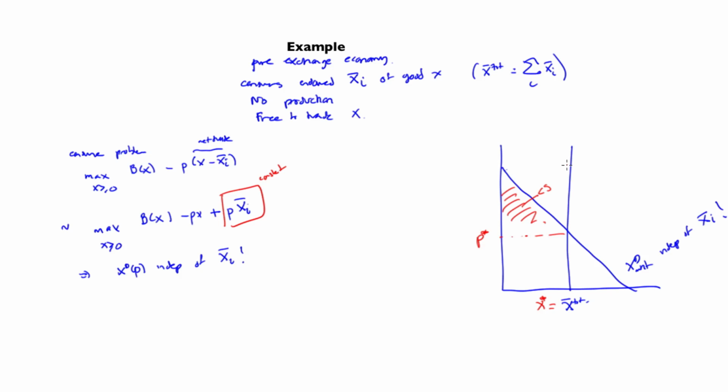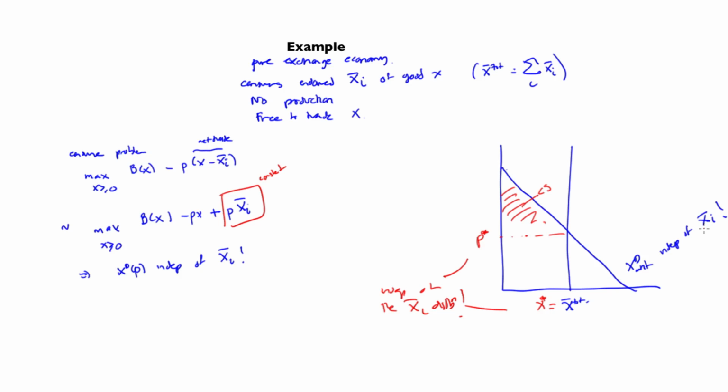Now, the key thing that we have learned is that the equilibrium is independent of the distribution. It depends on the total. If there are more units, the price will go down, but it doesn't depend on who owns them. Let me emphasize a couple of things. The equilibrium is independent of the distribution.